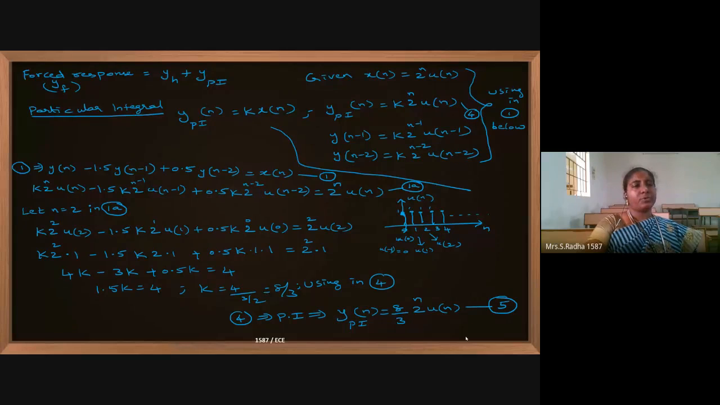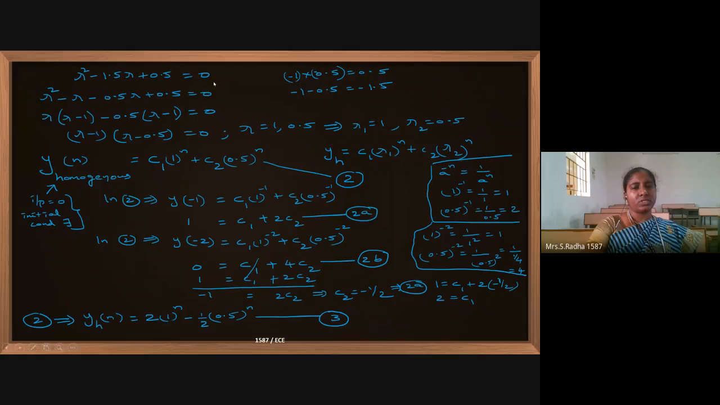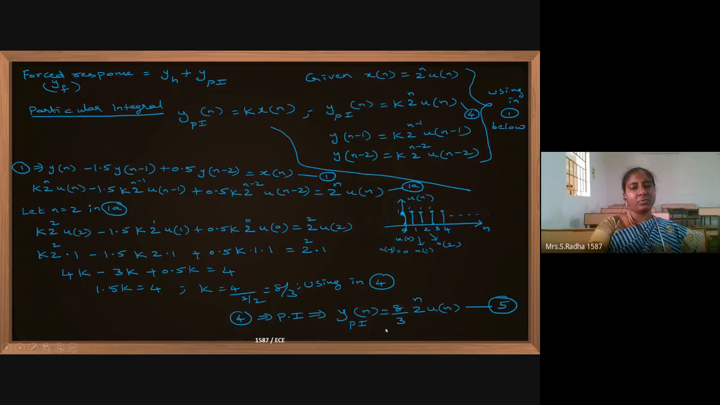What I am going to do is the forced response, combining the homogeneous solution plus the particular integral. The homogeneous solution we have already taken from equation 2: C1 1 power n, C2 0.5 whole power n. The particular integral is 8 by 3 2 power n u of n. We will combine both of these to get the forced response.